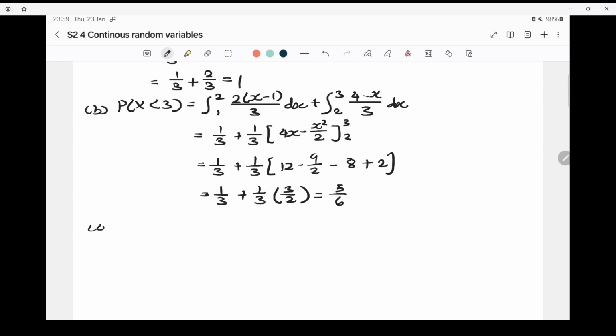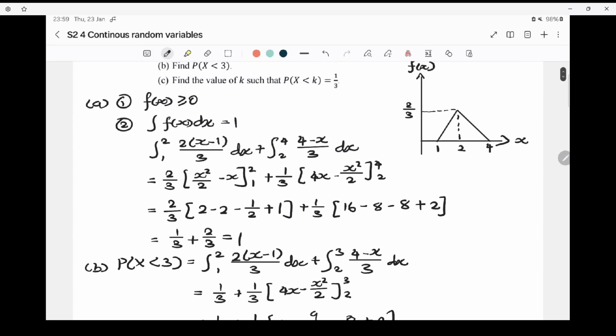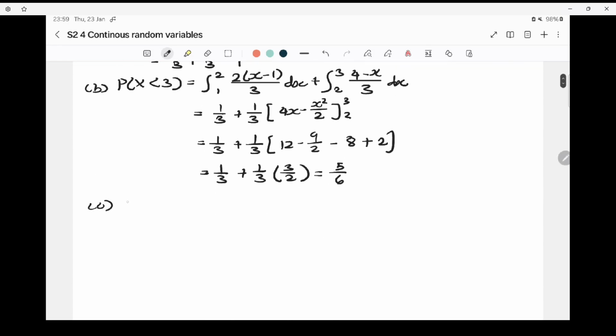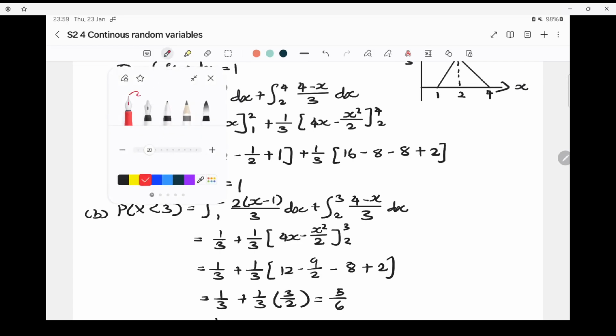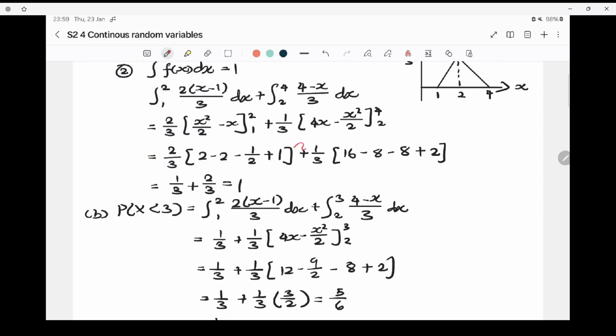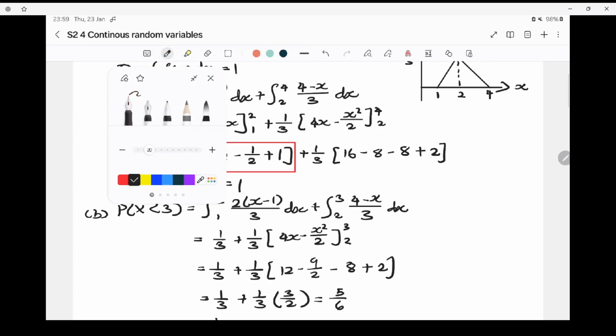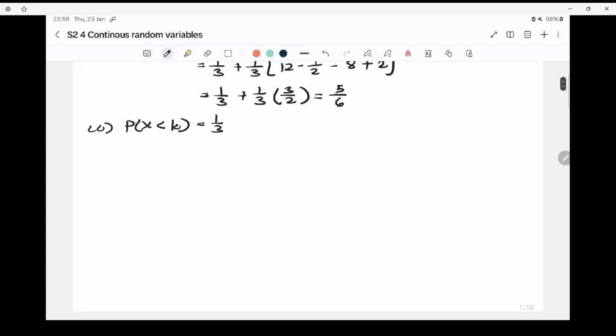So part C. Find the value of k such that it is 1 over 3. So P(X smaller than k) is 1 over 3. And we already found it. This thing gives us 1 over 3. That's why k will be equal to 2.